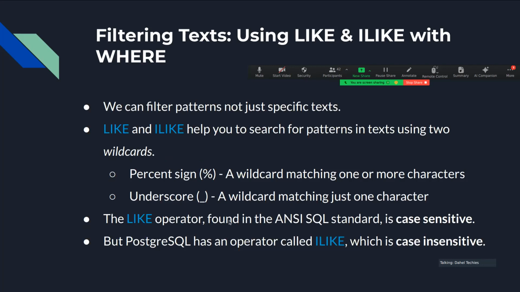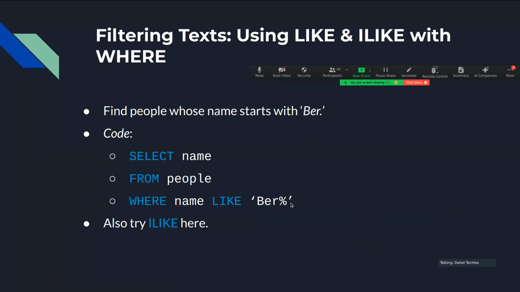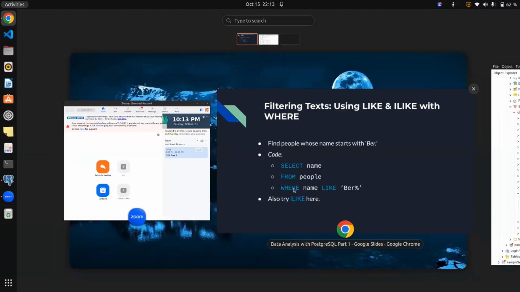But the underscore just means one character, only one character. So if you use the underscore here instead of the percentage sign, that means you're looking for a four-letter name, a name that has 4 characters, only 4. And you know the first 3 characters will be B-E-R, and it's going to end with any other character, but it should be just one character. But if you're using the percentage sign as your wildcard, it means it could be one character or more characters after the B-E-R.